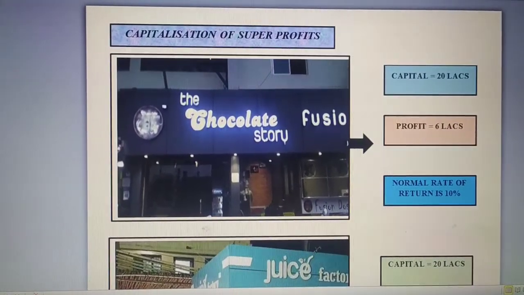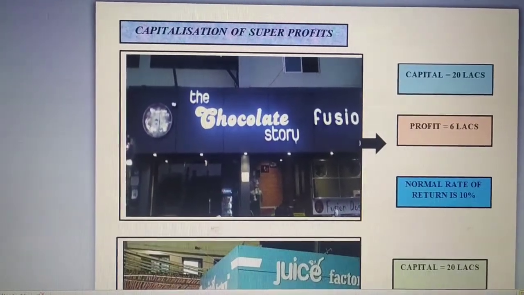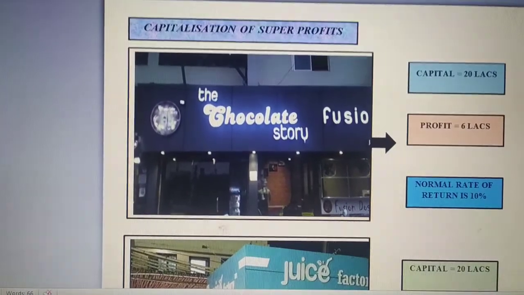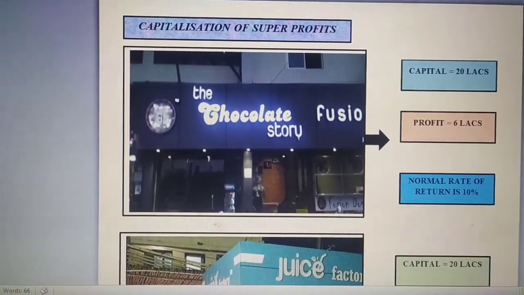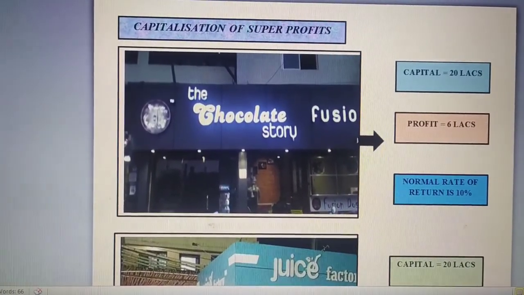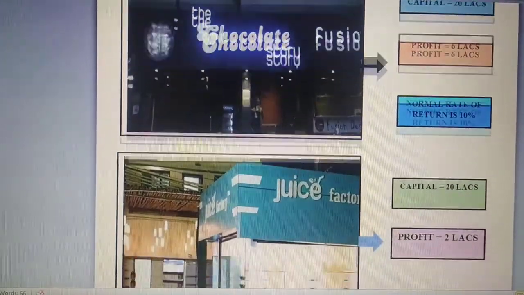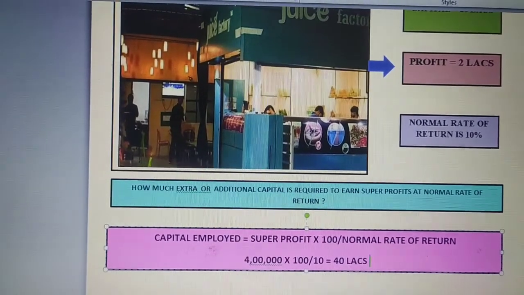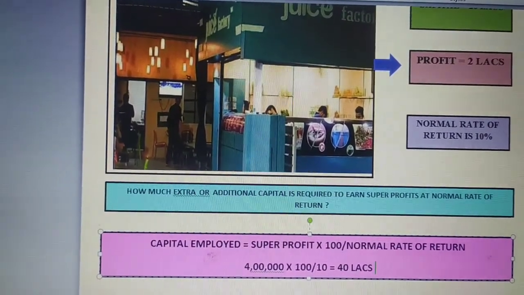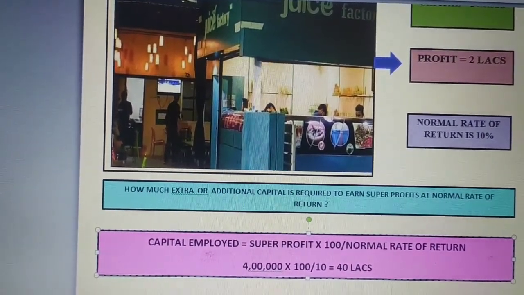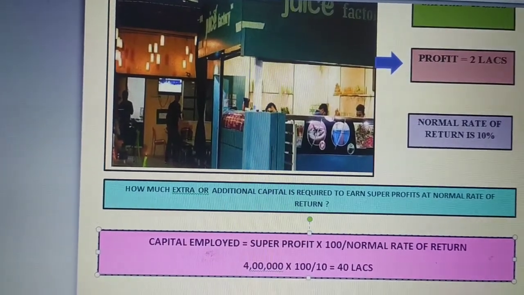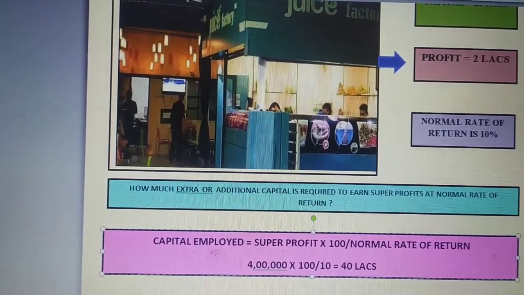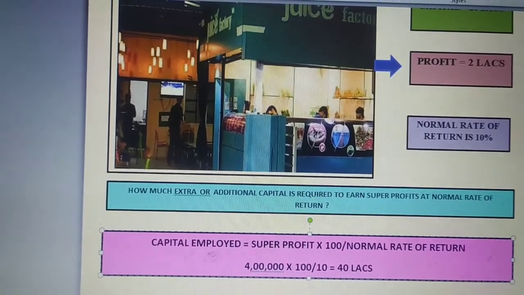So we have come to the last topic, that is capitalization of super profit method. Basically this method tells you how much extra or additional capital is required to earn super profits at normal rate of return. How much extra capital we need to retain that super profit.